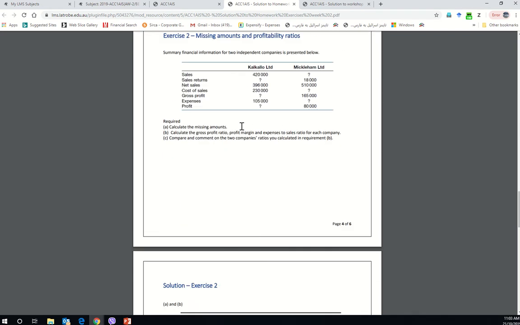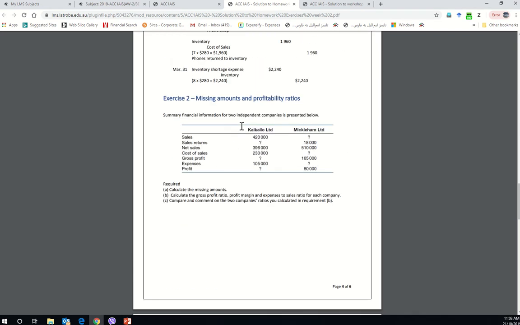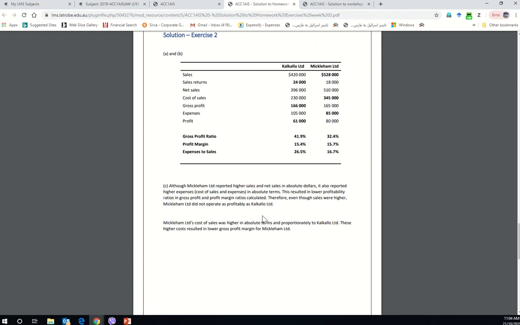Then the next issue reviewed this week was the calculation of ratios. We calculated 3 ratios: gross profit ratio, profit margin ratio, and expense to sales ratio. These 3 ratios are quite important, and you need to memorize them for the exam. You will not be provided with the ratios in the exam, so make sure you memorize them and are able to use them to calculate any required ratio. It is also important to be able to explain the ratios if required.